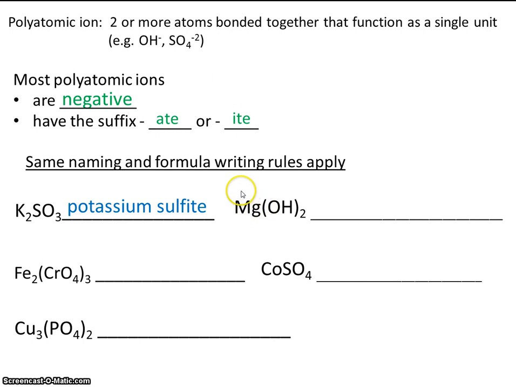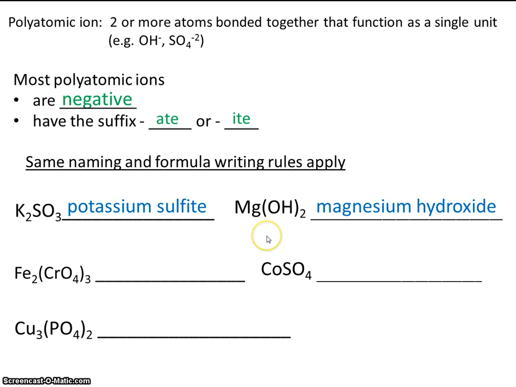So here we have magnesium, and then you've probably never seen OH before on the periodic table, so check the back of your periodic table. It's probably a polyatomic ion. Turns out it is. It's called hydroxide. So this would be magnesium hydroxide.